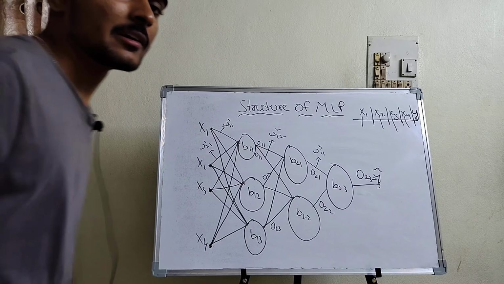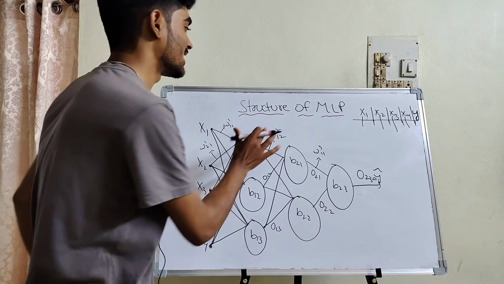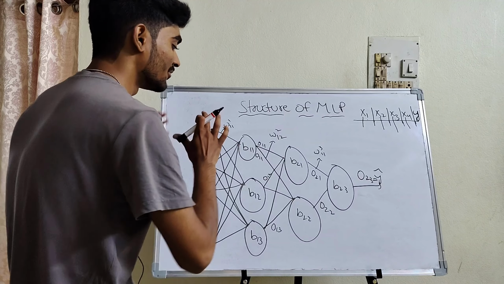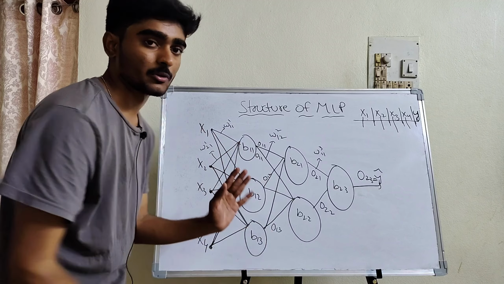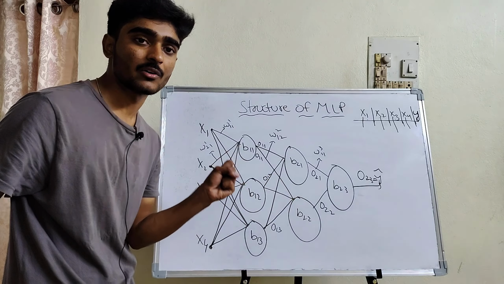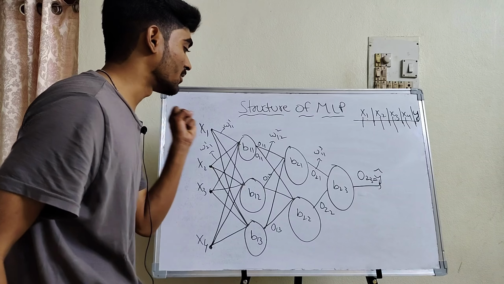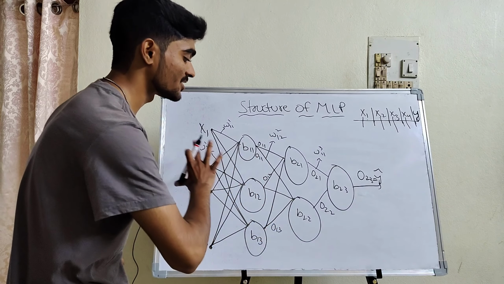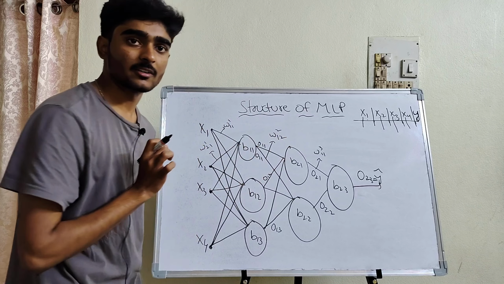Now, in this segment, let's understand the structure of a multi-layer perceptron. From that definition, we have created a multi-layer perceptron. This is just an example. You may have a multi-layer perceptron with any number of nodes and any number of layers. This is just an example that I'm showing over here.